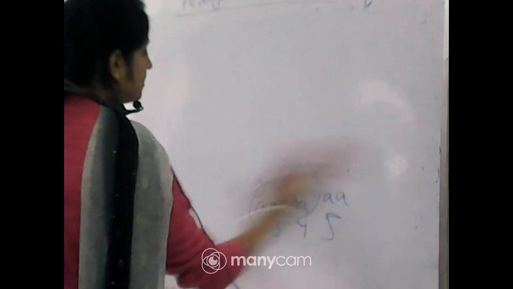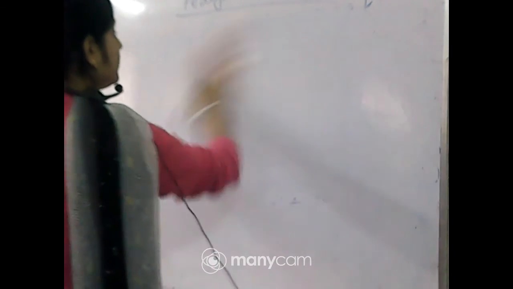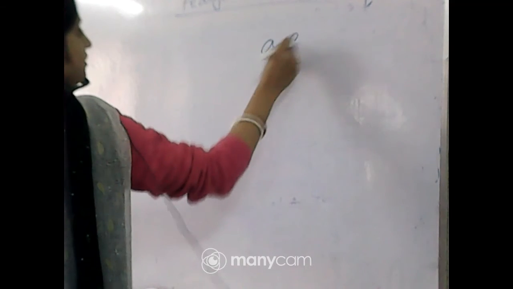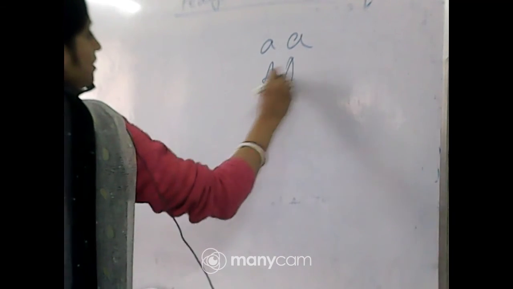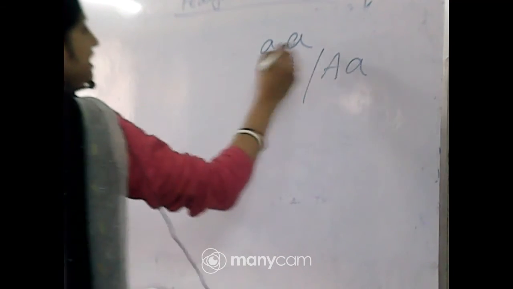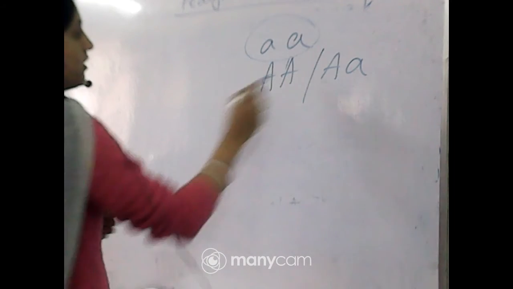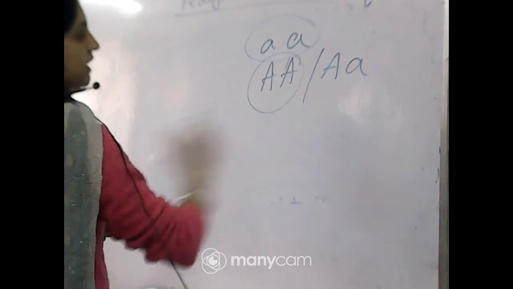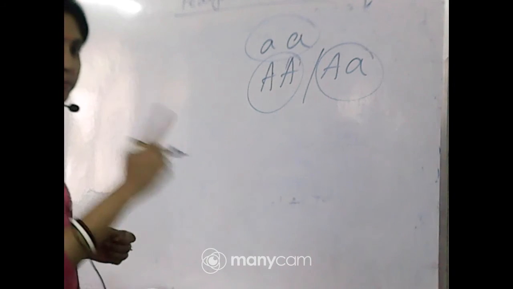Dominant form means, recessive form means, you are clear that recessive means small letter. Dominant means either capital or heterozygous. Homozygous means both genes will be the same, and heterozygous means one capital, one small. Okay.